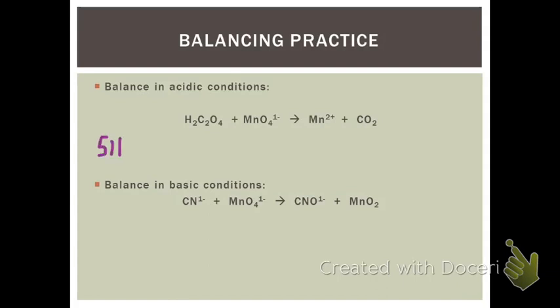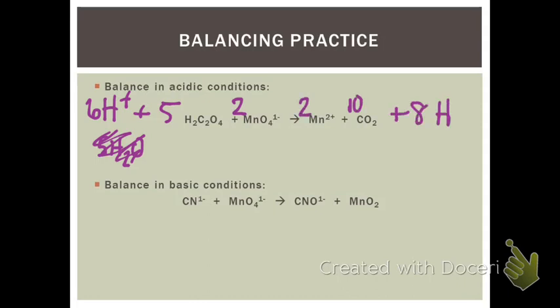But you really truly need to do it on your own to get a grip on how to do it if you forgot. So in the end, you should get 5 oxalates, 6 protons on the left, and 2 permanganates. And then on the right, you should have 10 CO2s, 2 Mn2+, and 8 waters. So go ahead and try that and see if you can get it. Feel free to pause the video or do it later, but you do have to have work shown when you turn in your notes.